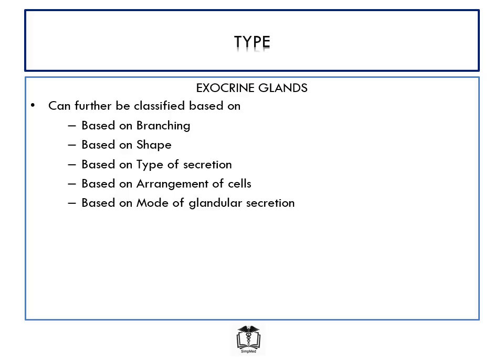So just as we classified the surface epithelium, let's classify some of the glandular epithelium, but we will only focus on the classification of exocrine glands because these are the only ones we can classify. Usually, endocrine glands tend to occur in clusters, and we don't really have a unique form of classification for each of them. So we will talk about classification of glandular epithelium by focusing on the exocrine glands. And there are five major ways we can classify an exocrine gland. We can classify it based on the branching, based on the shape, based on the type of secretion, based on the arrangement of the cells, and based on the mode of glandular secretion.